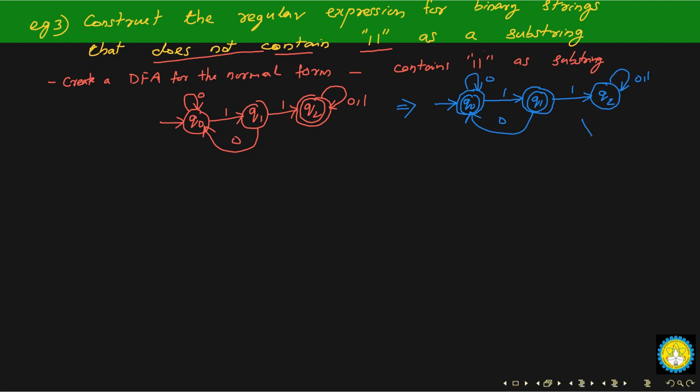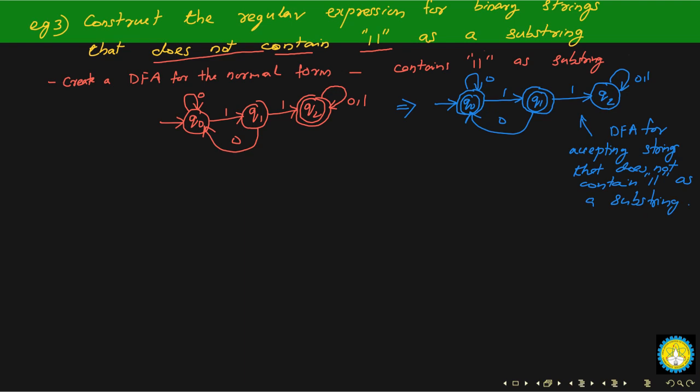So this will represent the DFA for accepting strings that do not contain 1 as a substring.